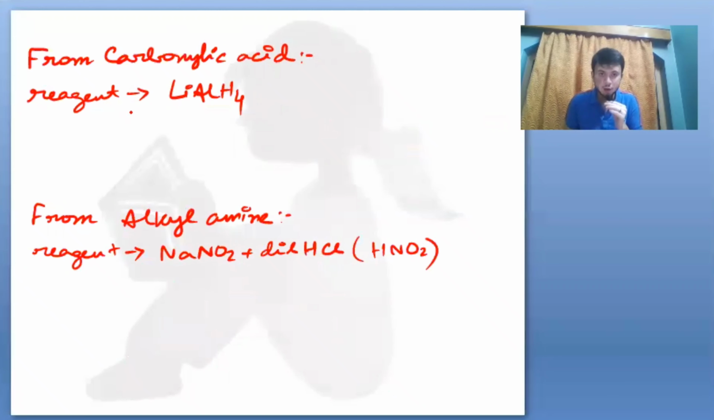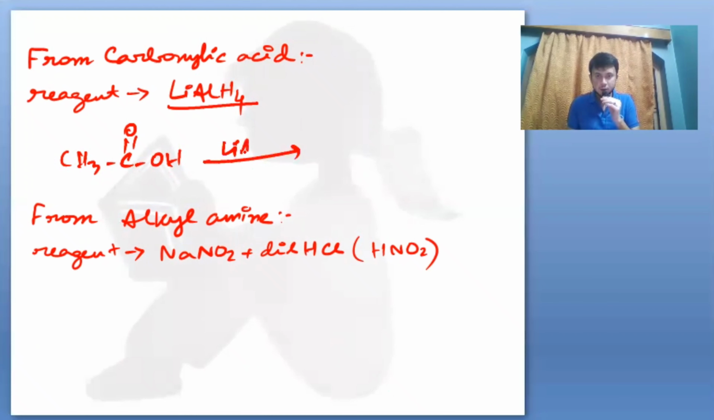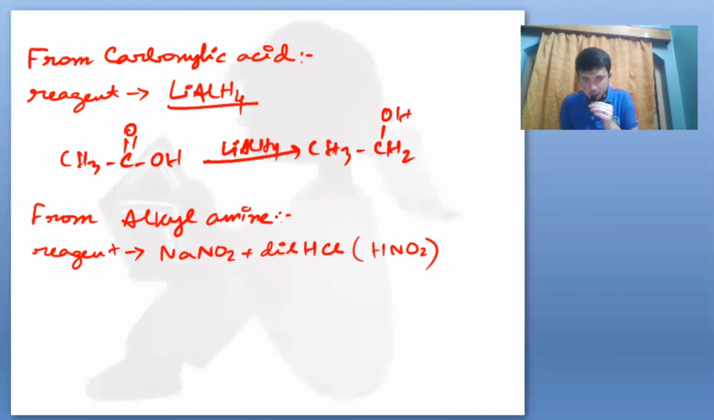That is from carboxyl compound. As I have told you, if we want to convert carboxylic acid into alcohol, the reagent will be our LiAlH4. So let's see an example again. So if we give it LiAlH4, in place of the double bond O, OH will come and the extra H2 will be added, nothing more.